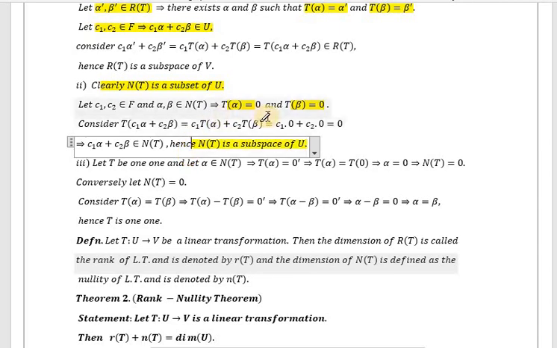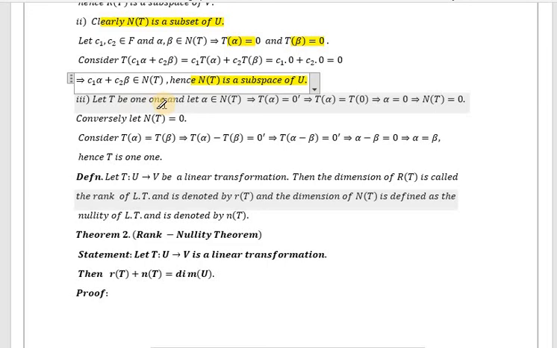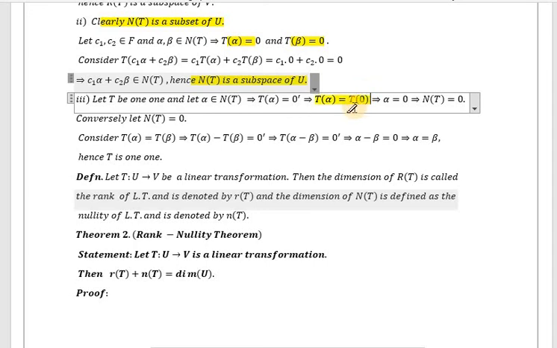When this linear combination of C1 alpha plus C2 beta becomes 0, then it belongs to the null space. Then the third result: let T be 1-1 and let alpha belong to N of T, which implies T of alpha is equal to 0'. See, when you say alpha belongs to N of T, then T of alpha is 0'. So which is nothing but T of alpha is equal to T of 0, hence alpha is equal to 0. Further, this implies that N of T is equal to 0.